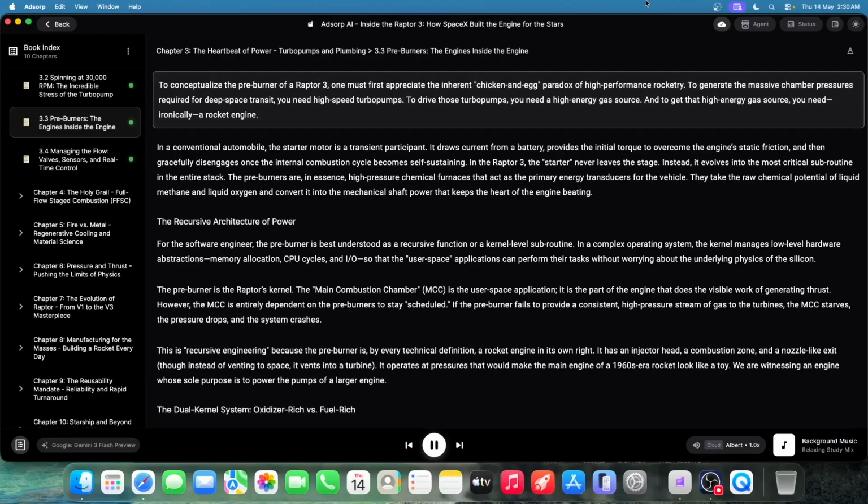And to conceptualize the preburner of a Raptor 3, one must first appreciate the inherent chicken and egg paradox of high-performance rocketry. To generate the massive chamber pressures required for deep space transit, you need high-speed turbopumps. To drive those turbopumps, you need a high-energy gas source. And to get that high-energy gas source, you need, ironically, a rocket engine.